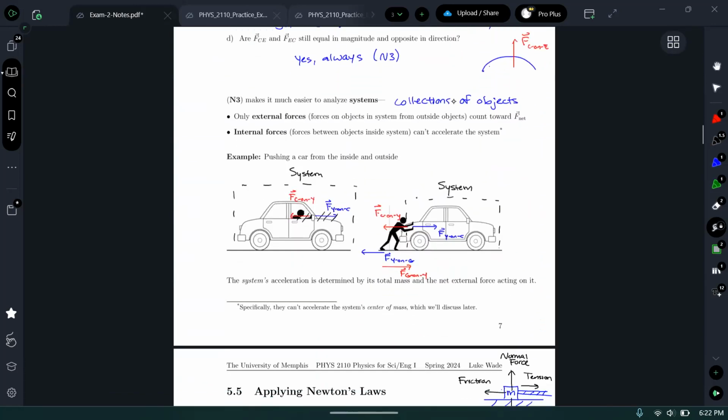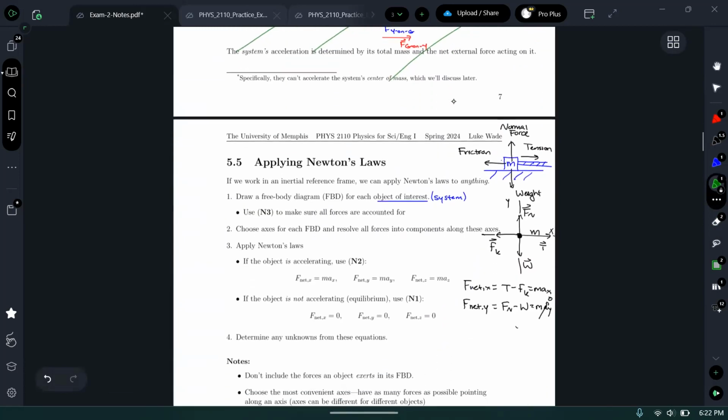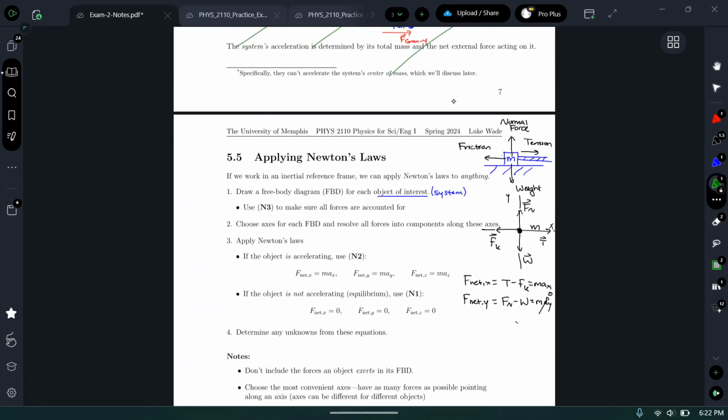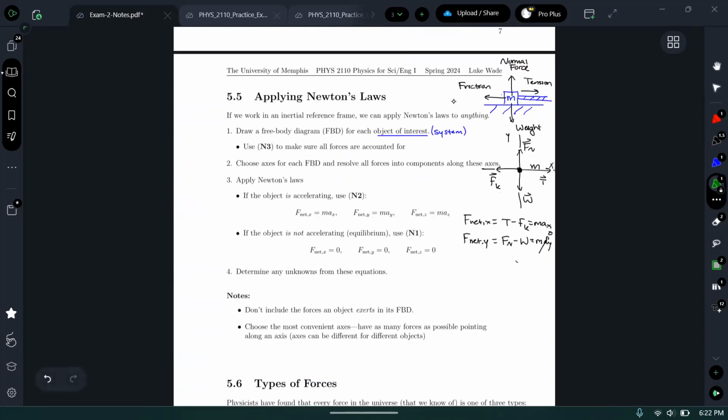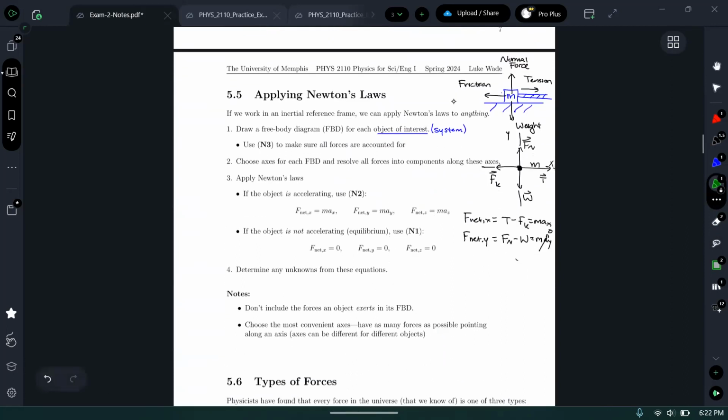All right. Systems are not on there unless there's just a problem where you choose to do it as a system, which is like pulley related stuff, which there could be a pulley type question on there, but you could do it with two separate free body diagrams or treat it as a system.